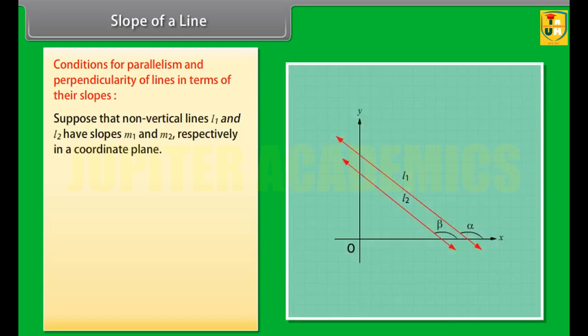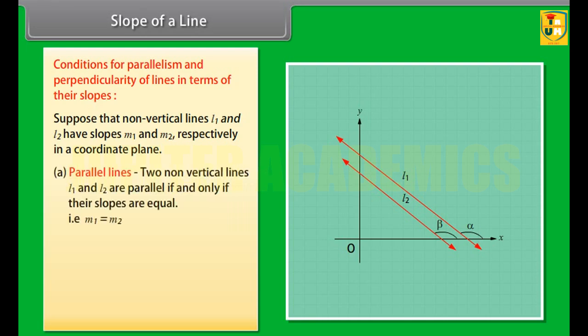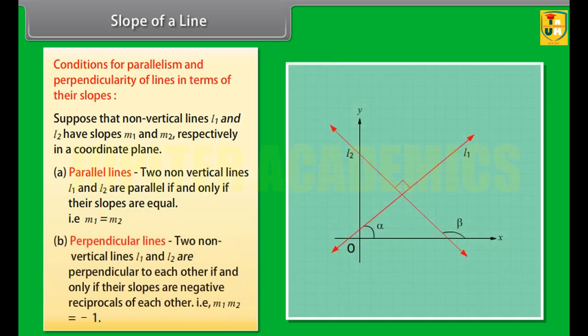Suppose that non-vertical lines L1 and L2 have slopes m1 and m2 respectively in a coordinate plane. Parallel lines. Two non-vertical lines L1 and L2 are parallel if and only if their slopes are equal. That is, m1 is equal to m2. Perpendicular lines. Two non-vertical lines L1 and L2 are perpendicular to each other if and only if their slopes are negative reciprocals of each other. That is, m1 m2 is equal to minus 1.